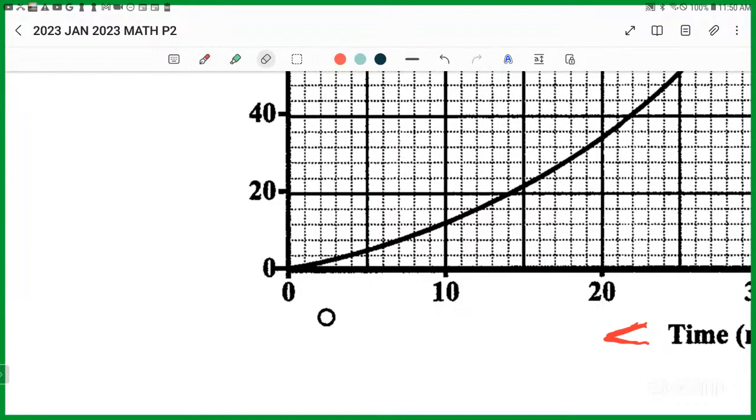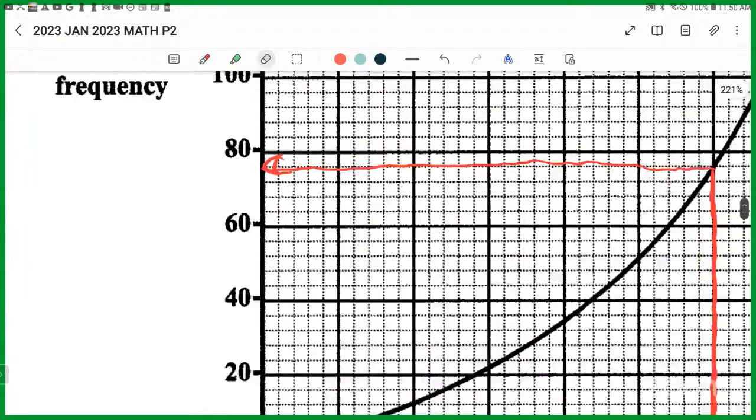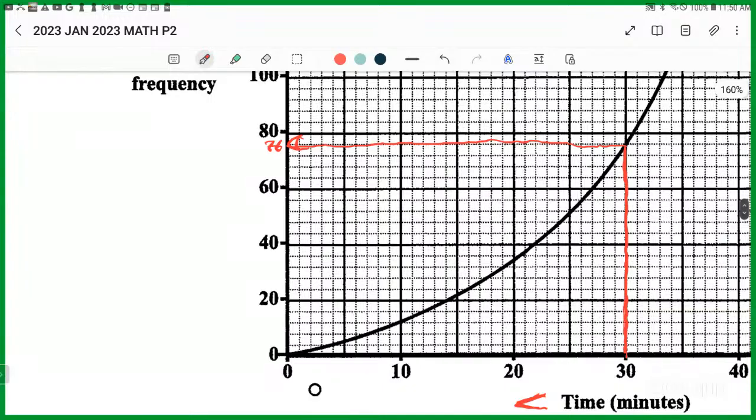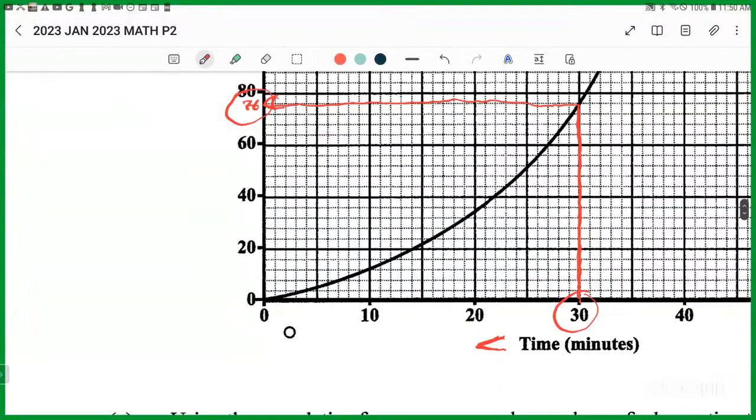All right. So back to the graph. This therefore, right here, will be 4 below 80, which means 76. All right, will be 76 students. So that would basically mean that 76 students took less than 30 minutes to finish the test or finish the question. That's what this would mean. 76 students took less than 30 minutes.